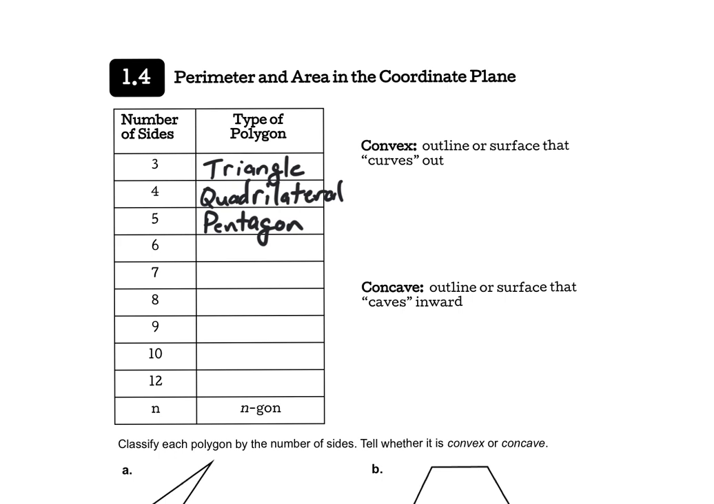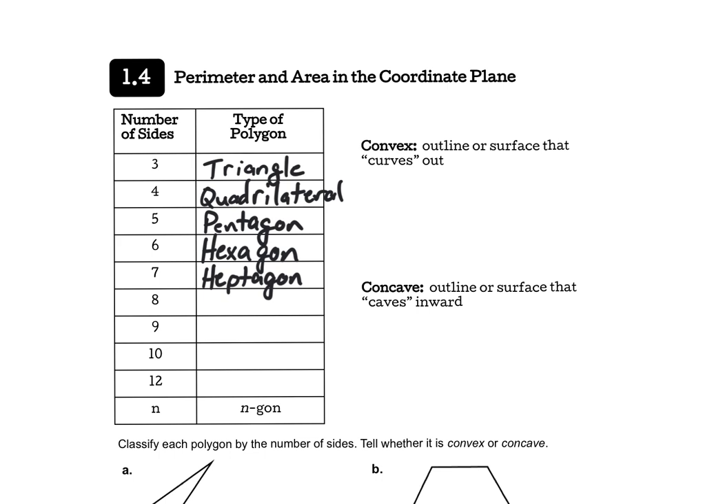6, hexagon. You may have heard that one before. Okay, 7 is not a very common one. We don't hear this one very often, and we won't see very many 7-sided figures in geometry. 7 is what we call a heptagon. Sometimes it's referred to as a septagon with an S instead of an H. This book uses the word heptagon, so we're going to go with heptagon.